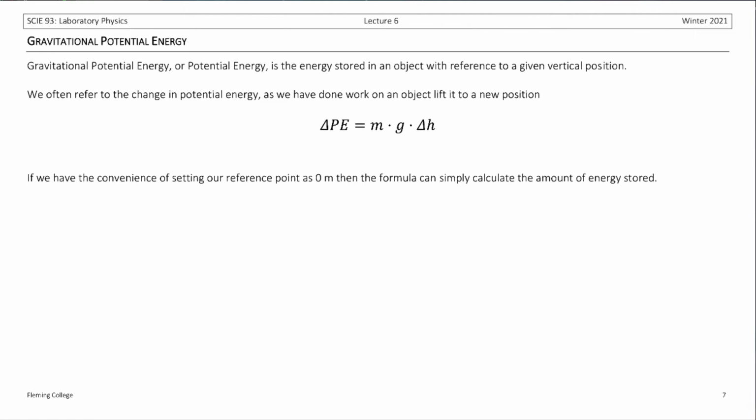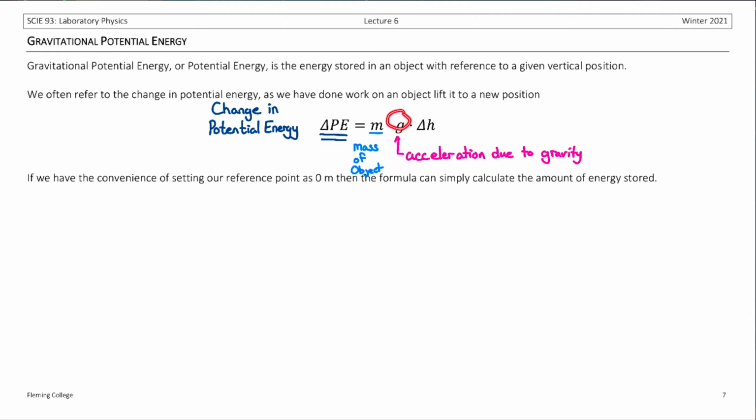One of the main ways we calculate potential energy is looking at the change in potential energy. Often what's happening here is we do work to lift the object to a new position. So if we want to calculate change in potential energy, we need to know the mass of the object. We need to know the acceleration due to gravity. And note that this is the magnitude of the acceleration due to gravity. We do not have the vector arrow, so we do not use that negative value here. And we also have the change in height of the object.